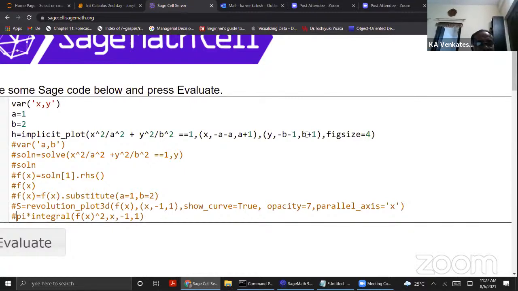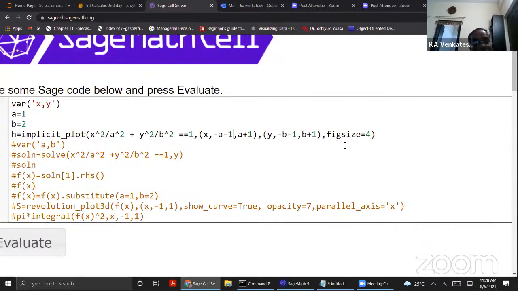So the first 4 lines, we are talking about just the given equation and the graph of that function. So x square by a square plus y square by b square equal to 1. And we have taken the limits, x is minus a to a. This is supposed to be minus 1, okay, minus 1 to plus 1. Okay, right, now it is correct. x comma minus a comma a, minus 1, that is the range of x, range of y. So this is the thickness of this line.